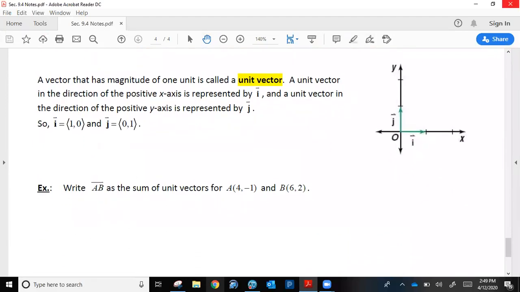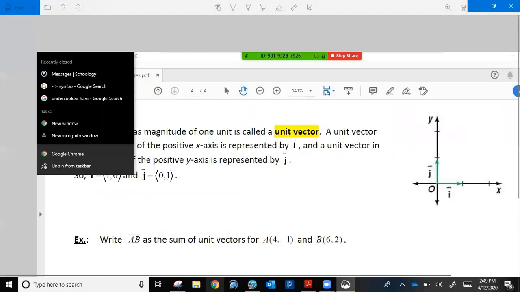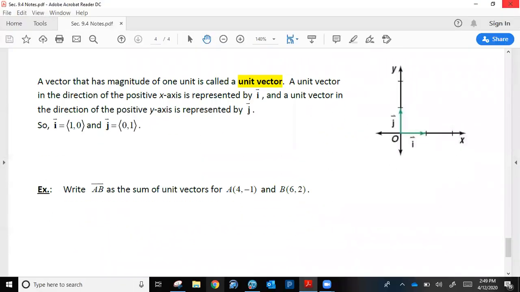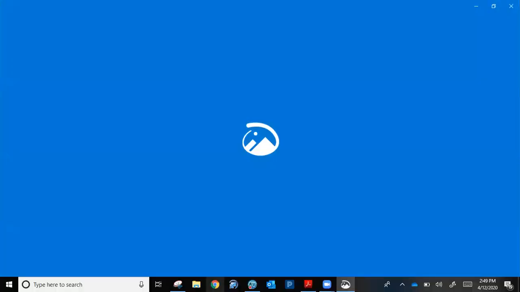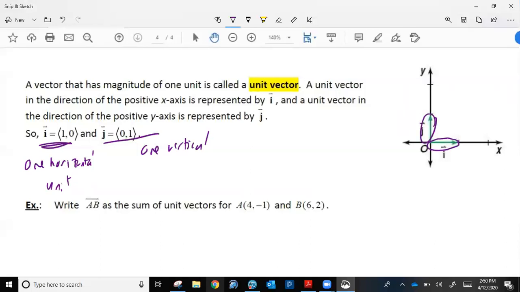And last, unit vector form. This is just another notation symbol. A unit vector is a vector with magnitude of 1. So basically, i is 1 horizontal unit, and j is 1 vertical unit. So over here, vector i moves 1 unit horizontally, vector j moves 1 unit vertically.